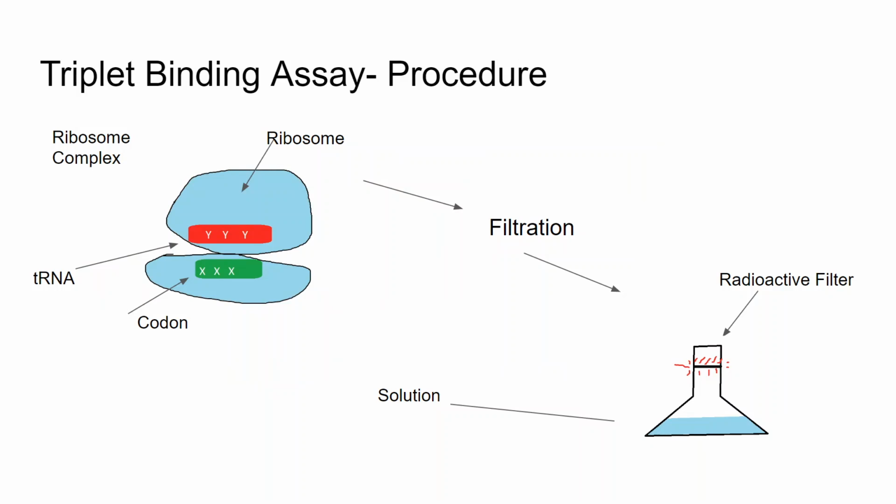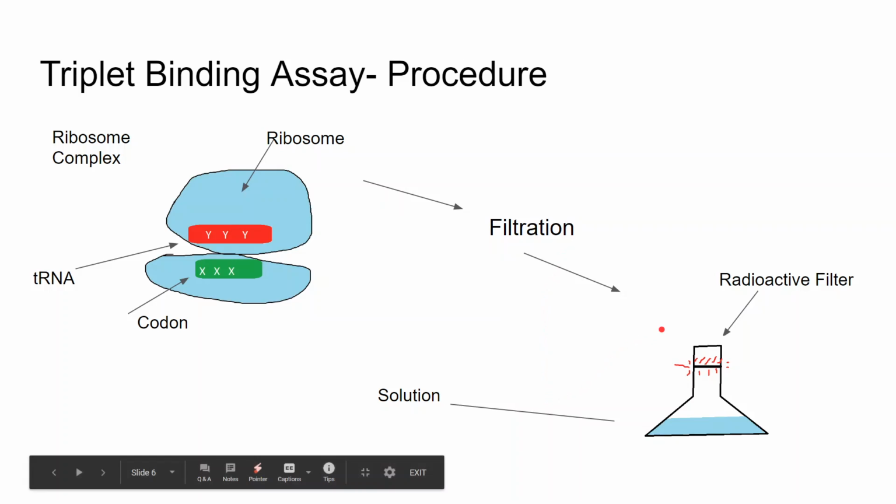This here is a graphic that shows the ribosome complex, the codon, the tRNA, which went through a filtration system, and then the final solution, which had a radioactive, potentially radioactive filter.